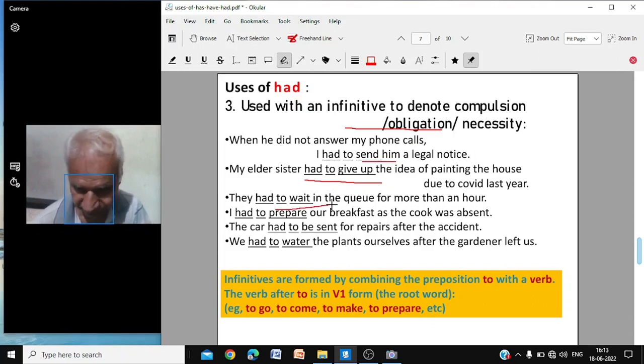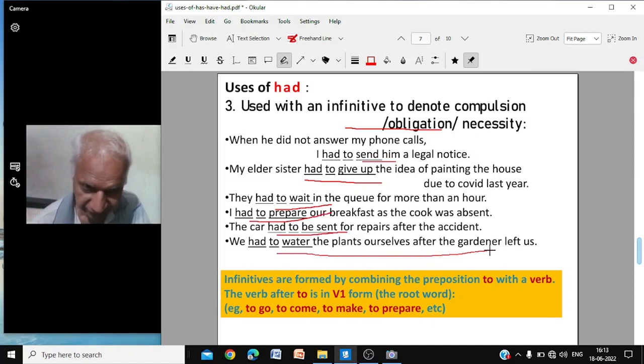You have to do it. No way out. I had to prepare breakfast. The car had to be sent for repairs. We had to water the plants after the gardener left. Had to, an obligation or necessity. Had plus to plus a verb, that is had followed by an infinitive.